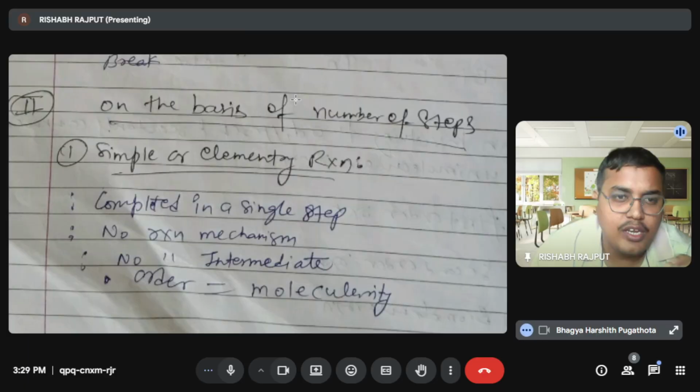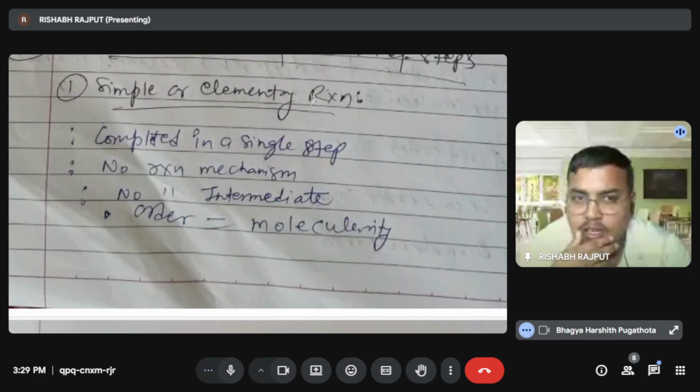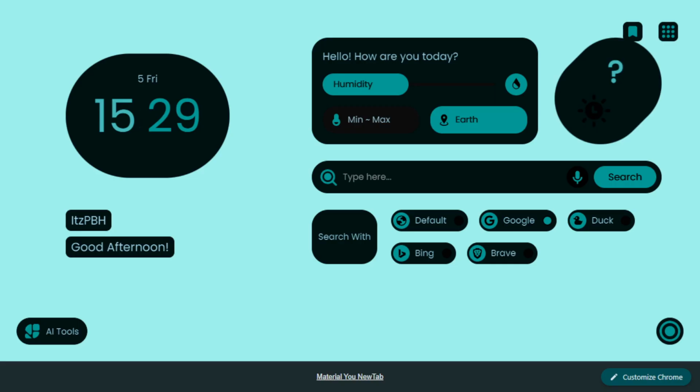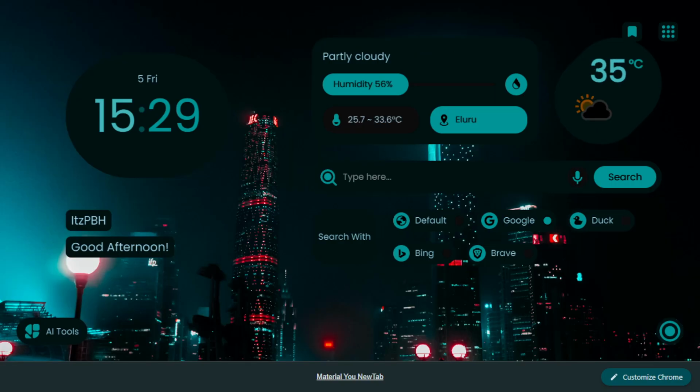On the basis of number of steps, I already discussed with you that sometimes your chemical equation happens in one step. Sometimes it will take more than one, two or three steps. But when your chemical equation takes only a single step, we call it a simple reaction or elementary reaction. If your chemical reaction happens in one step, we call it a simple or elementary reaction.